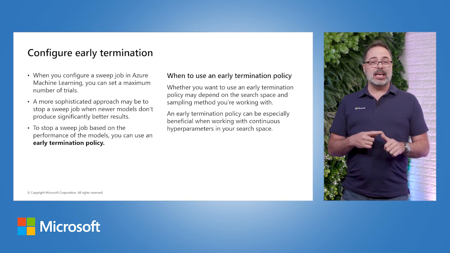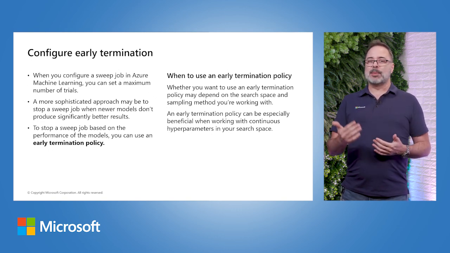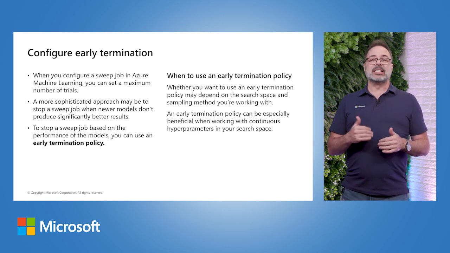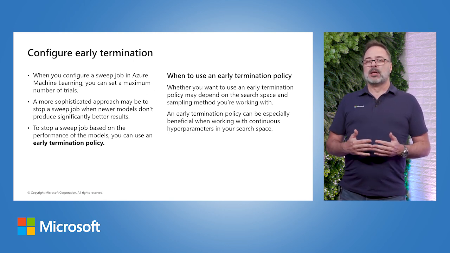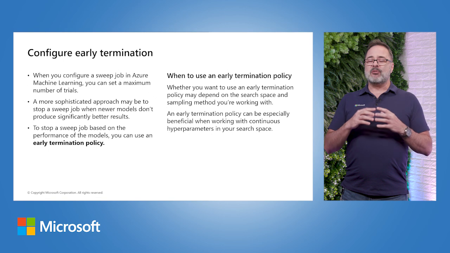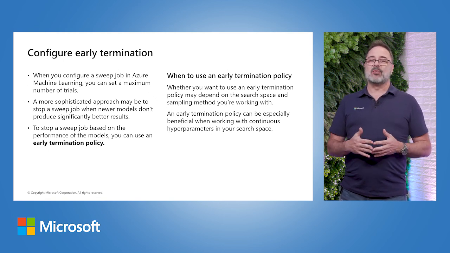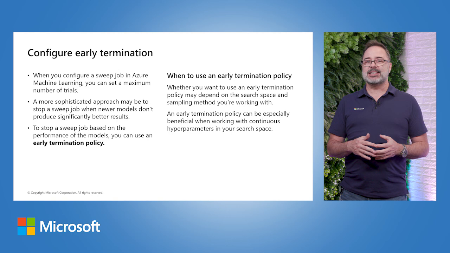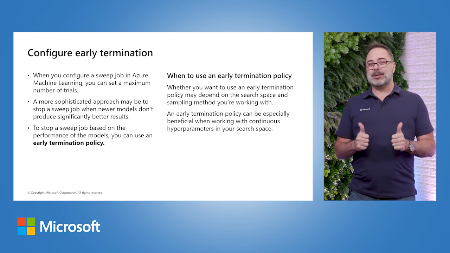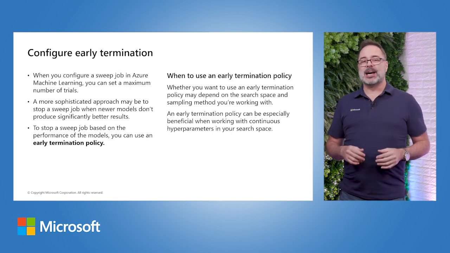That being said, if we have a large number of hyperparameter values, especially when we're using continuous hyperparameters, we could be set up to create a very large number of models during a sweep job. So in that case, configuring an early termination policy would be an ideal way to limit the number of executions that we would have.